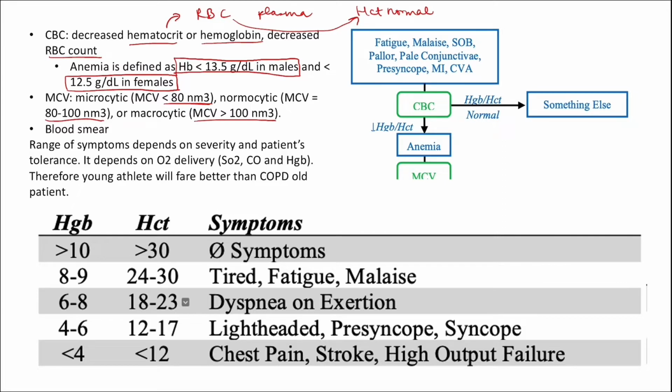And next we can do a blood smear. A blood smear is also very important because there are some specific cells that we will see in the following sections. They're important to consider when you're diagnosing a patient with a kind of anemia.